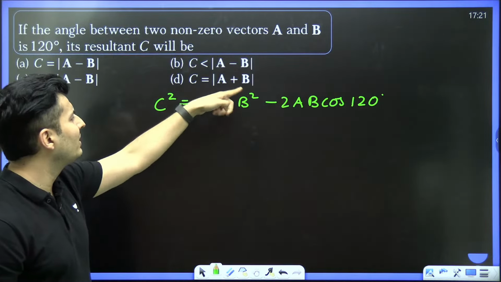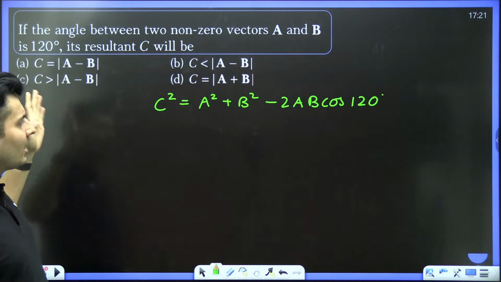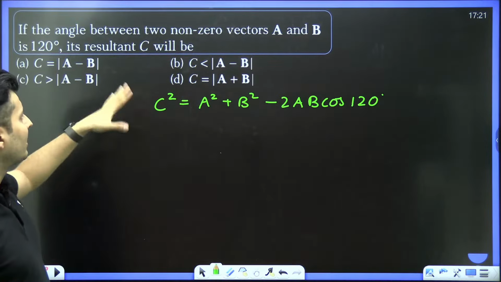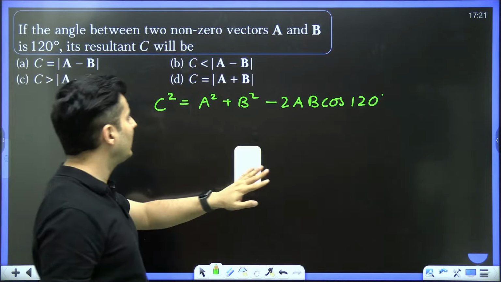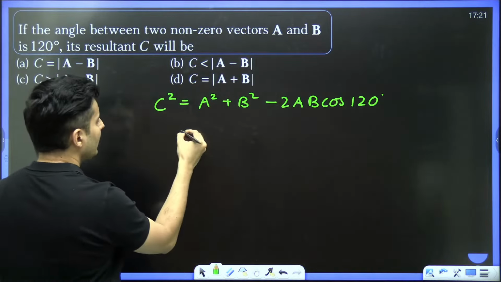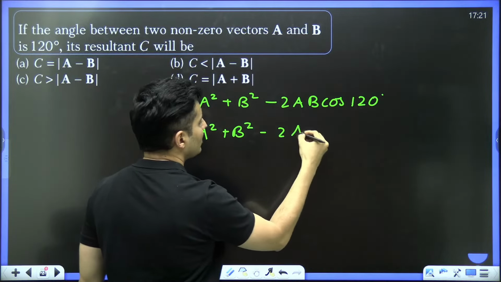There is only one option with A plus B. I don't think this will be correct, but still let's try with vector subtraction first, because I saw the minus option everywhere. Is that clear, my dear warriors? Okay, now this will become a square plus b square minus 2ab cos of 120.